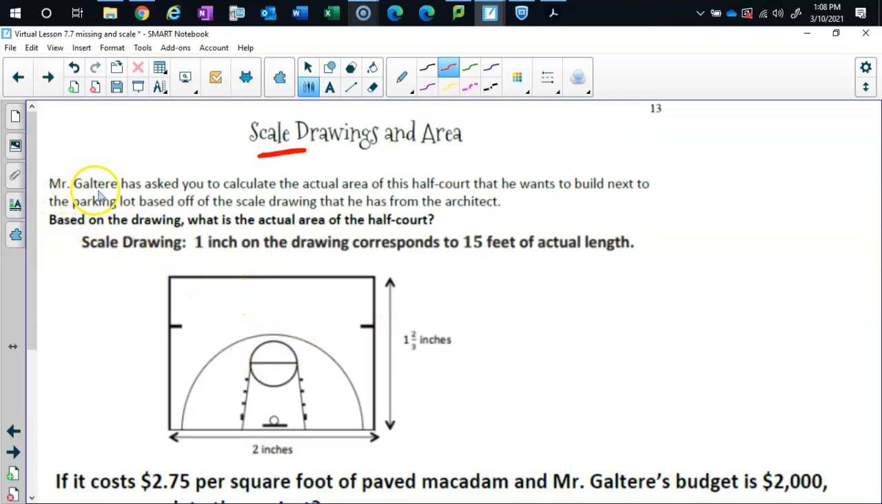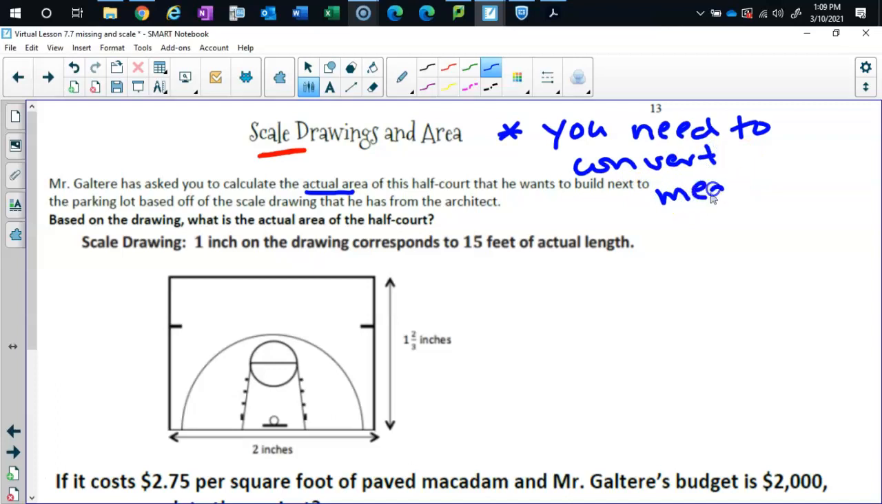So this says, Mr. Gautier has asked you to calculate the actual area of his half court that he wants to build next to the parking lot based off of this scale drawing from the architect. Based on the scale drawing, what is the actual area of the half court? Guys, write this now. You need to convert measures before you find the area.